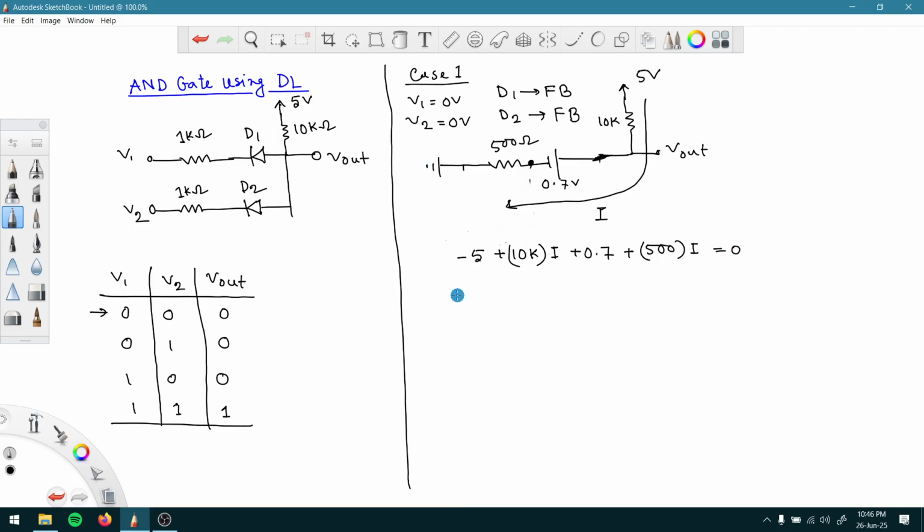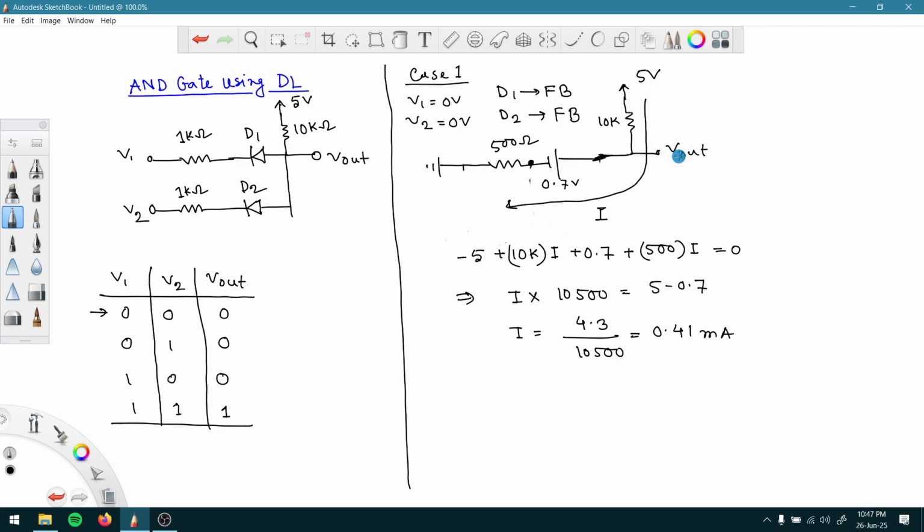So that means this is the result, right? So I multiplied with 10,500, and the 5 should be at the right side, so that means 5 minus 0.7. So just like before, again we are getting 4.3 divided by 10,500. So the value is 0.409 milliampere, or we can just simplify that to 4.1 milliampere.